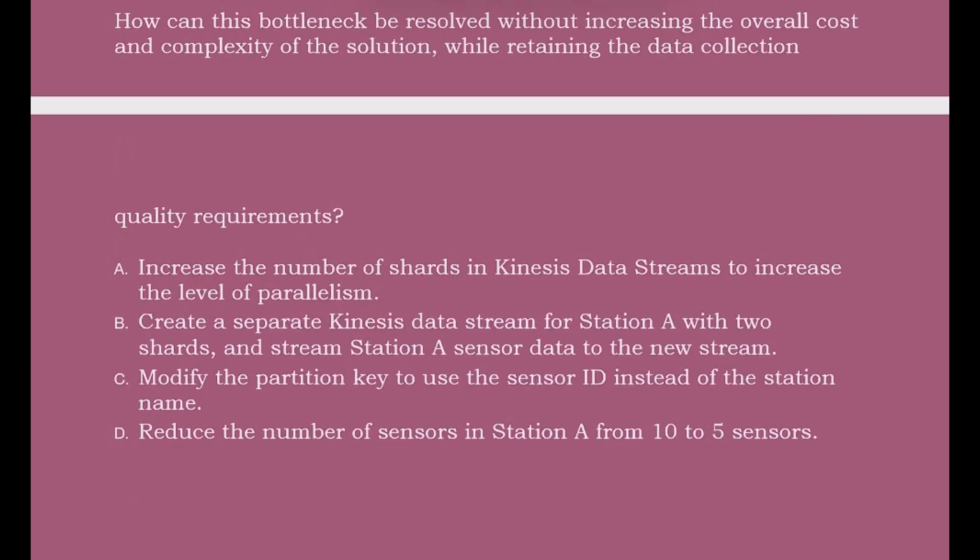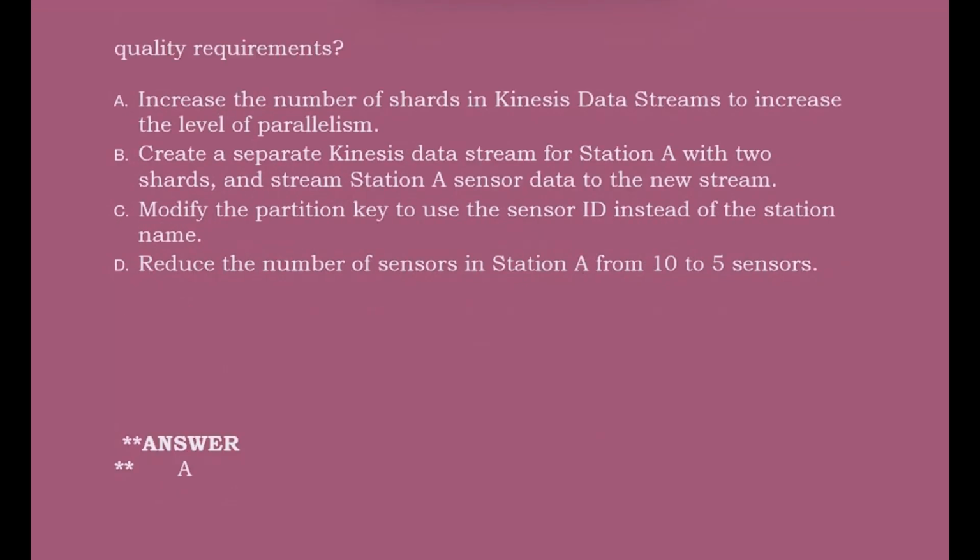Option A. Increase the number of shards in Kinesis Data Streams to increase the level of parallelism. Option B. Create a separate Kinesis data stream for Station A with two shards and stream Station A sensor data to the new stream. Option C. Modify the partition key to use the sensor ID instead of the station name. Option D. Reduce the number of sensors in Station A from 10 to 5 sensors. Correct answer is option A.